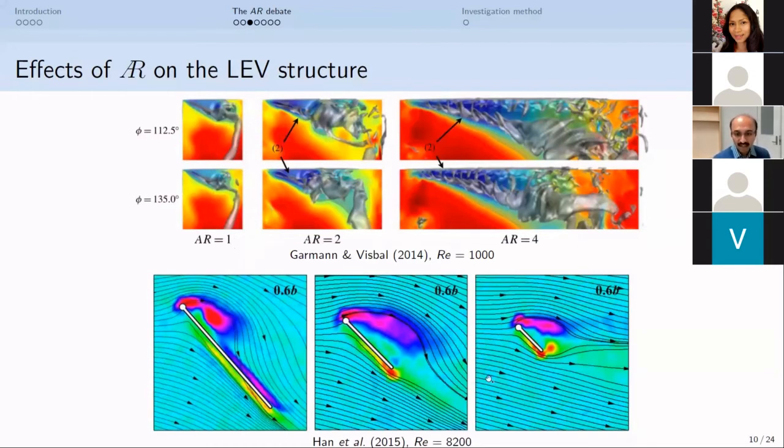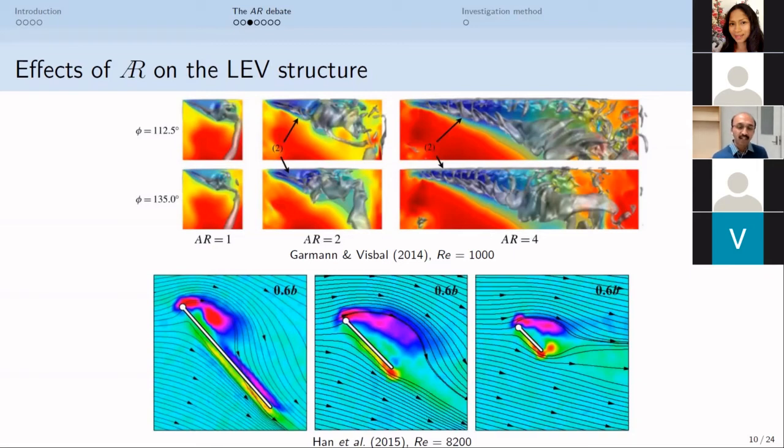And another study, which was done by Han et al., they performed experiments for different rotating wings, and at the same span-wise location, the smaller aspect ratio showed the leading edge vortex closer to the wing surface and smaller in size, but larger aspect ratios showed that it's lifted up from the surface, again meaning that lower aspect ratios might be better.